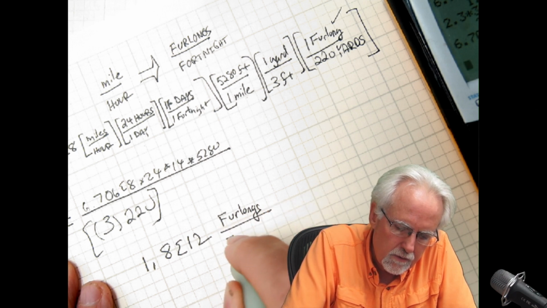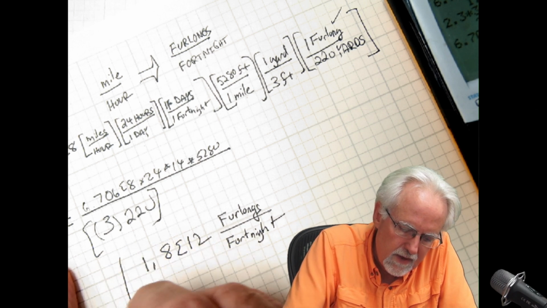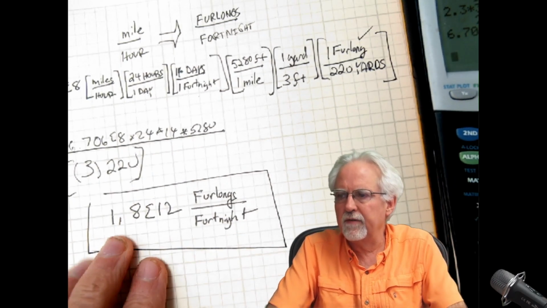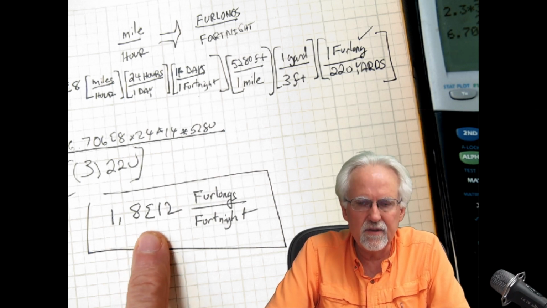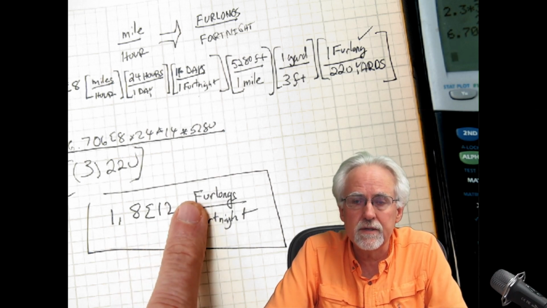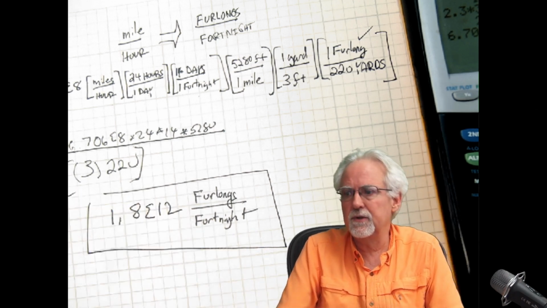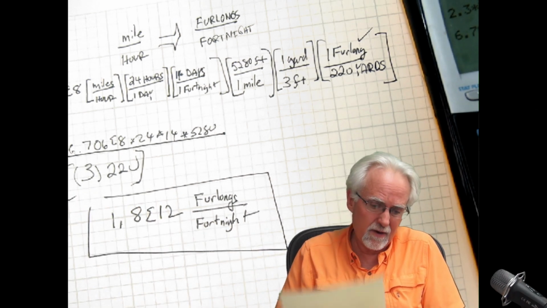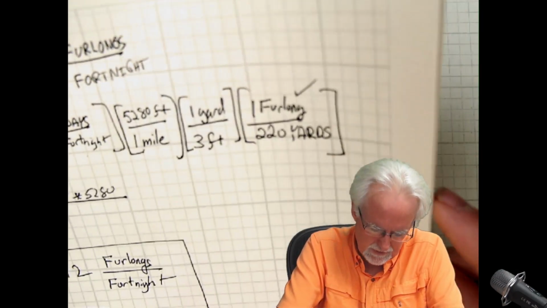furlongs per fortnight. That is the speed of light. So if I have a photon, that photon will go 1.8 e to the 12th furlongs in each fortnight. That is the right answer. And you can actually look that up on the internet. Believe it or not, this number has been published for the speed of light.